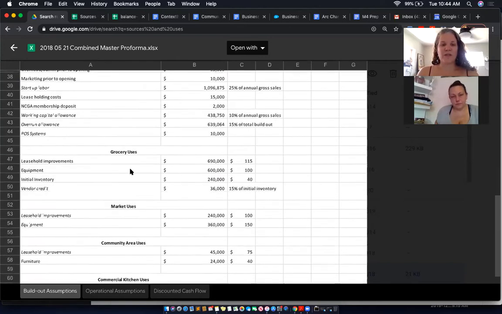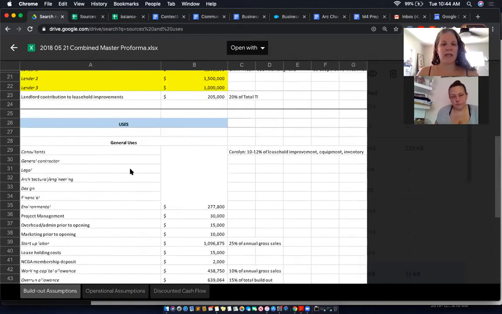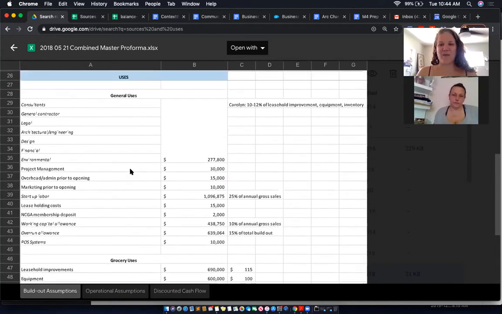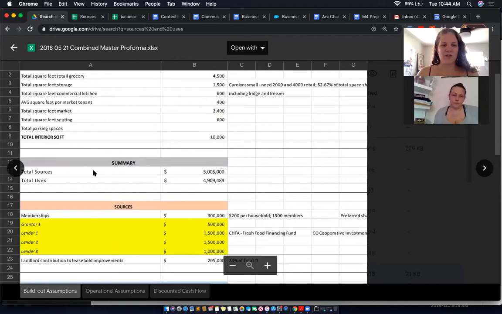So sources and uses just shows a basic balance sheet between what it will take. In this case, it's capital intensive because it involves renovating a building and opening a retail food co-op, right? So lots of uses of startup capital here in this model. But the summary at the top is just total sources, total uses.